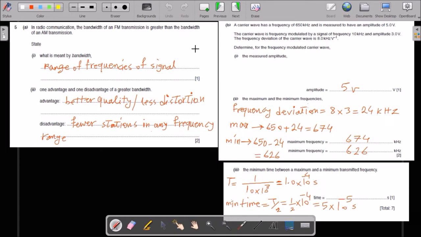Part B, a carrier wave has a frequency of 650 kilohertz and is measured to have an amplitude of 5 volt. So carrier wave, 5 volt.